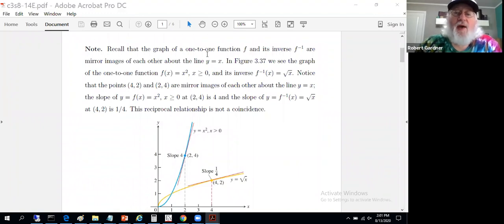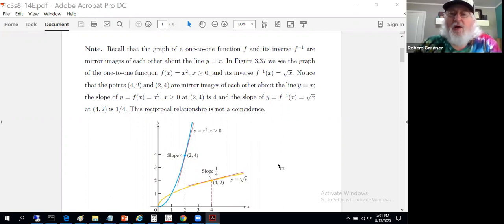So recall the graph of a one-to-one function f and its inverse are mirror images about the line y equals x, and that's what's going to drive the first result that we state concerning how their derivatives are related, how the derivative of a function and its inverse are related. Something to do with the fact of this type of symmetry and an interchanging of the role of x and y from a function to its inverse.